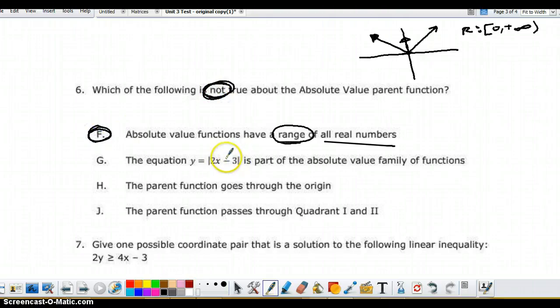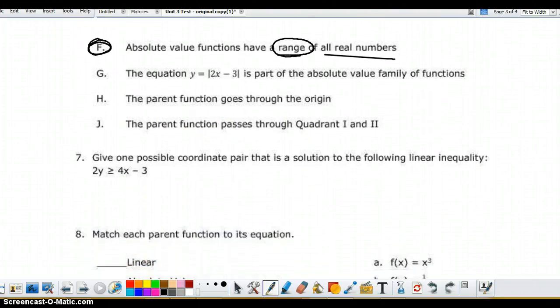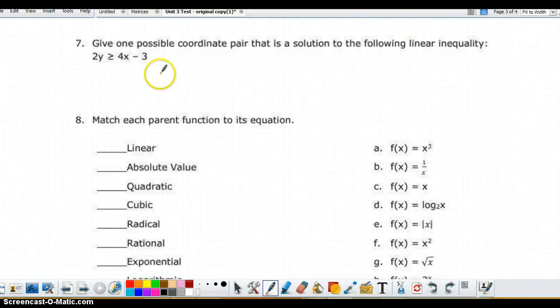That is an absolute value, so it is in the function. Goes through the origin. Yes, it goes through the origin right there. Parent function passes through quadrant 1, which is here, quadrant 2, which is here. So F was the right answer. For this one, if you put an answer down, I gave you credit for it.